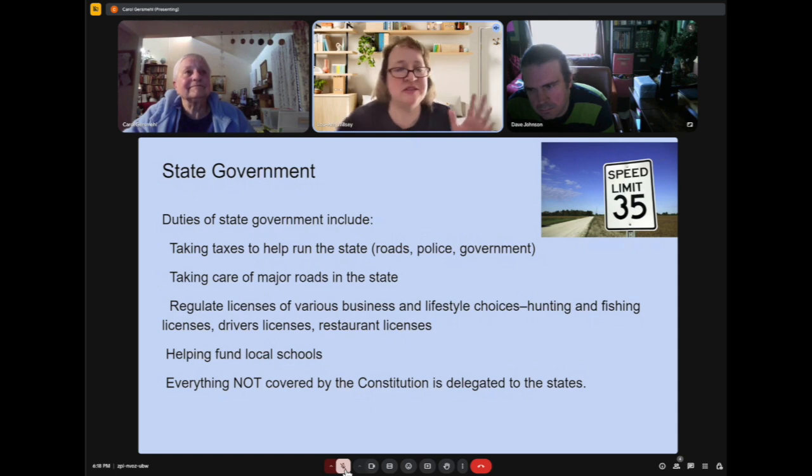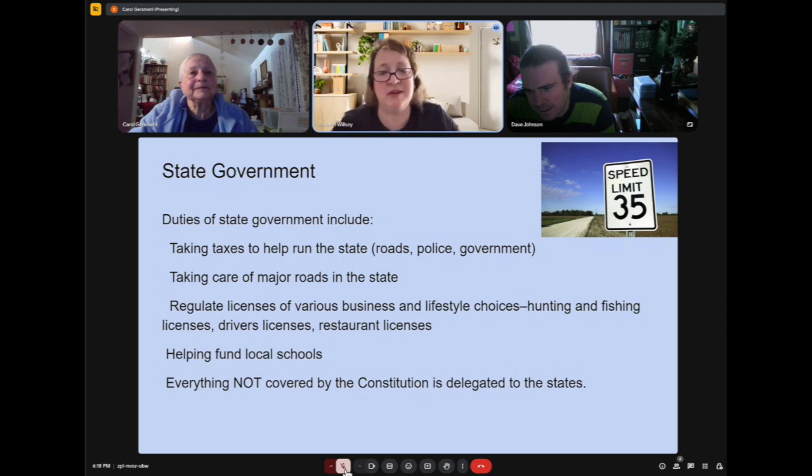Okay, so I've totally screwed up. I thought they were in a different spot in the slideshow. That's my fault. They tax people to help run the state with roads and the government and the police, taking care of the major roads in the state, licensing for lifestyle choices: hunting, fishing, driver's license. I need to put in marriage licenses. Can't get married without a license. The state helps fund local schools, and the state government takes care of everything not covered in the Constitution.